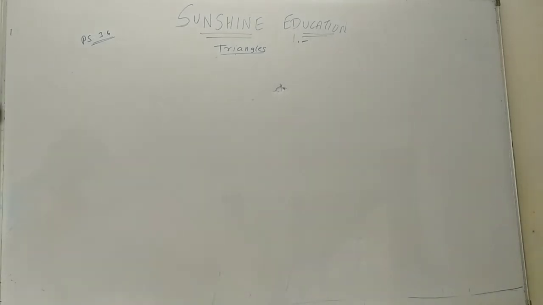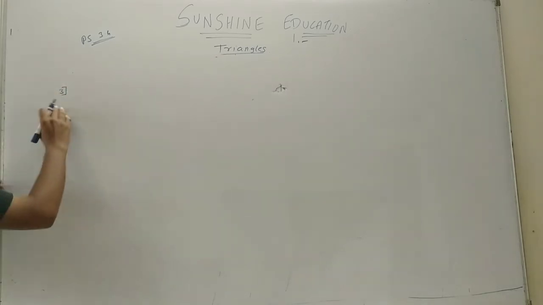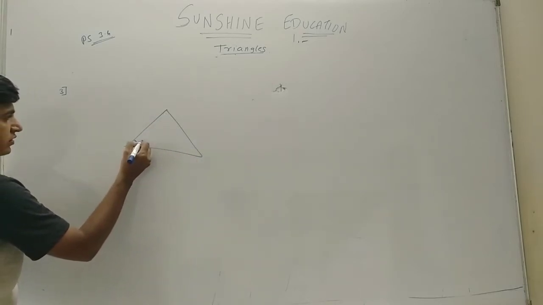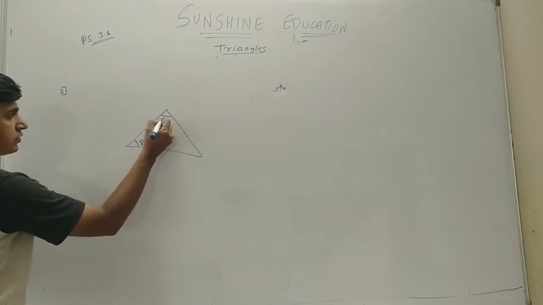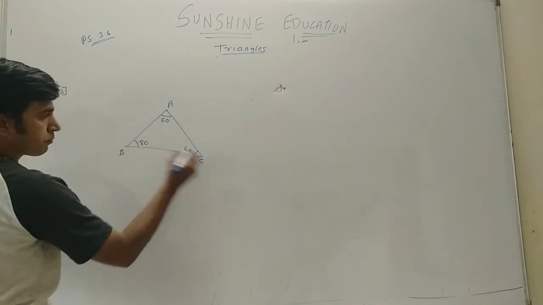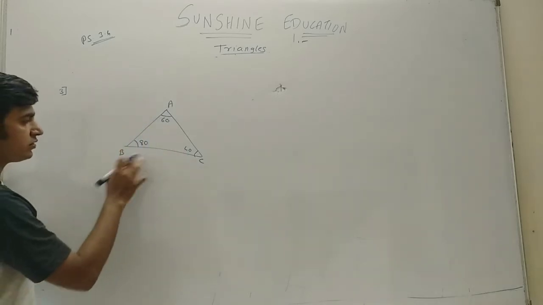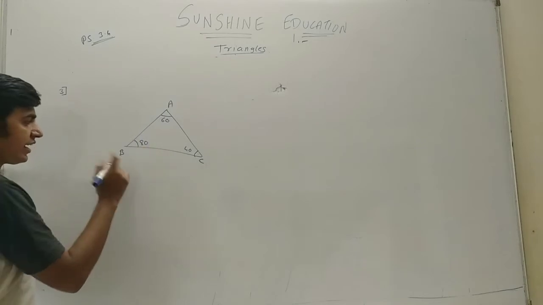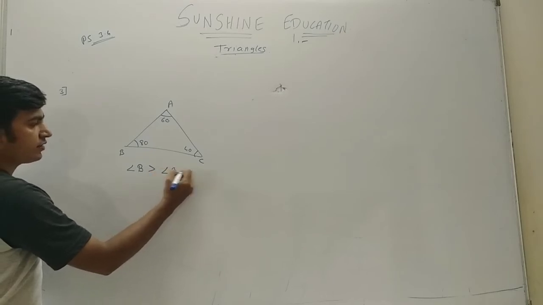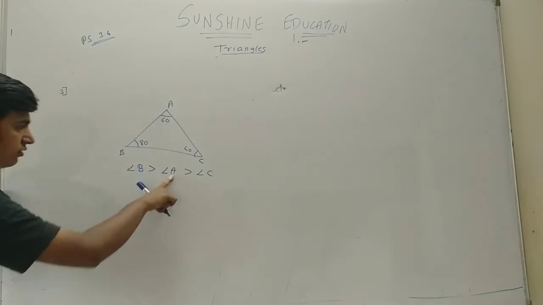Okay, now the next part is about the greater angle and smaller angle. See, before starting this, pay attention. In a triangle ABC, suppose this is 80, this is 60, and this is 40, irrespective of the correct measures. So, what is the greatest angle? Angle B is the greatest. After that, angle A, and after that, angle C. We can say that B is greater than A, which is greater than C.